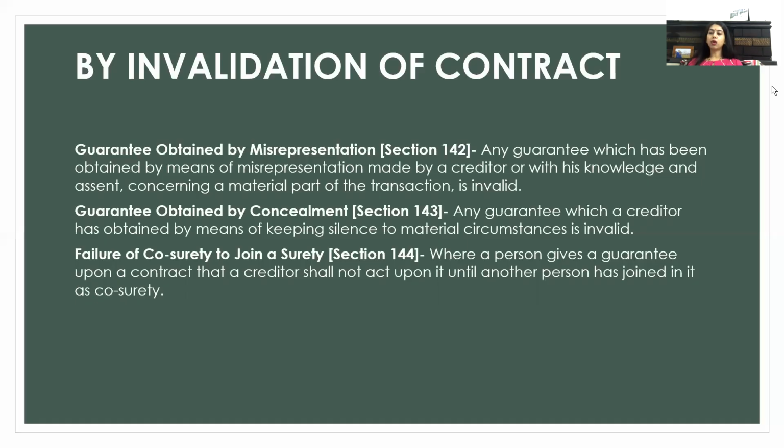Next is failure of co-surety to join a surety under section 144. Means there was a particular condition that the co-surety has to join, then only the surety can be made liable, and they didn't join. Where a person gives a guarantee upon a contract that the creditor shall not act upon it until another person has joined in it as a co-surety.